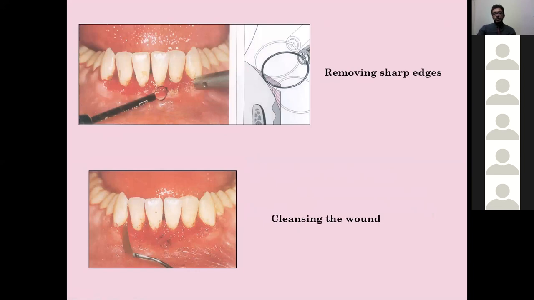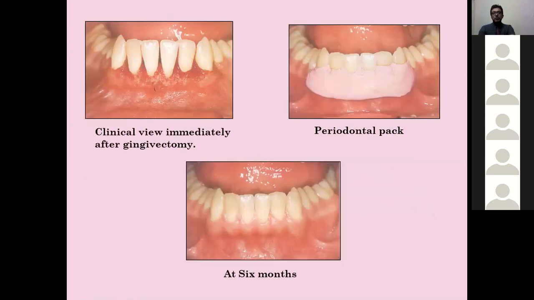You remove the sharp edges. See, this is how I'm using the... What is that? It is the most important instrument which I have discussed with you. I told you about the loop electrode. It basically also does gingivoplasty. It also controls the bleeding, hemostasis, and cleanses the wound. You clearly cleanse the wound properly. Then you can do a clinical view immediately after gingivectomy, and then the most important, the periodontal pack.